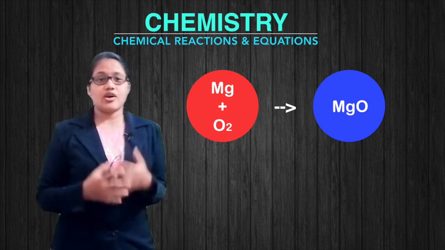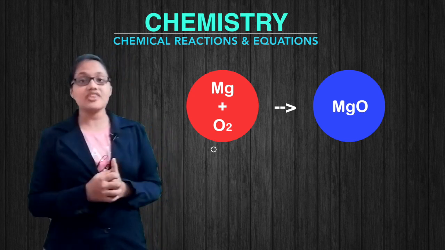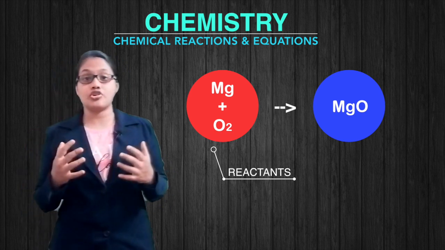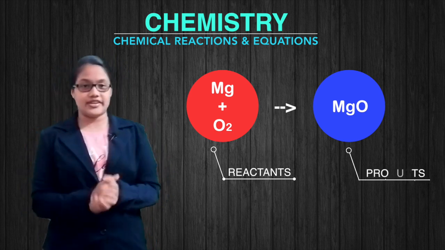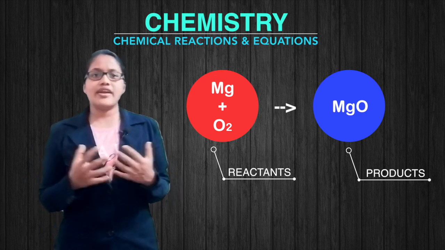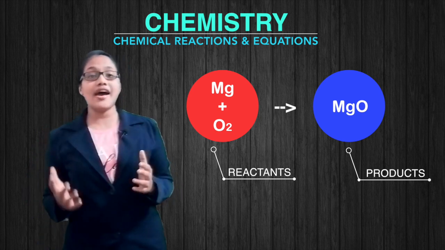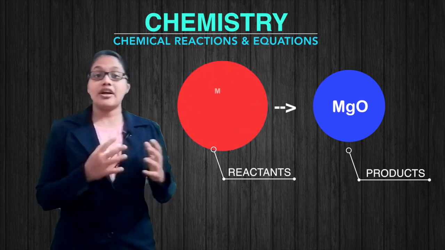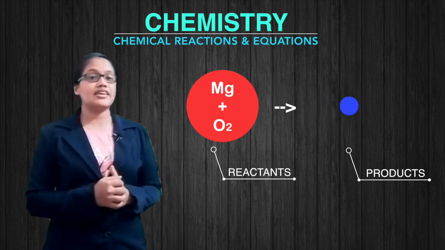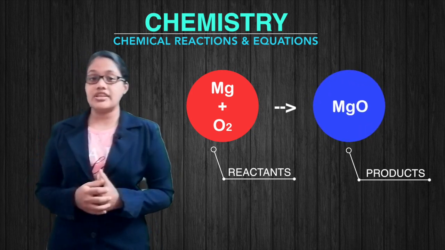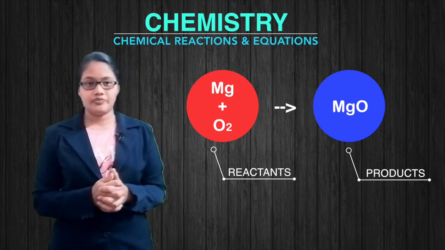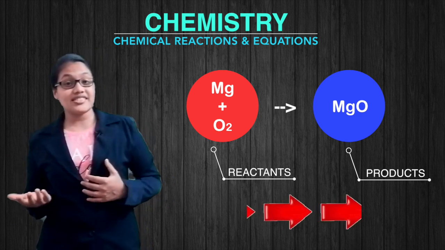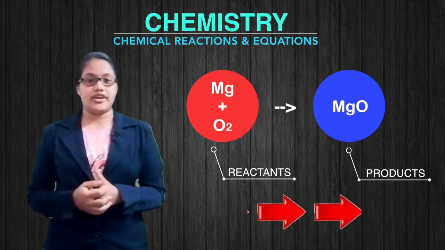The substances which take part in a chemical reaction are called reactants, and the new substances that are produced are called products. In this case, we discussed magnesium and oxygen combining together when we heated it. So magnesium and oxygen are the reactants here, and the product formed is magnesium oxide. So in short, in a chemical reaction, reactants are transformed into products.